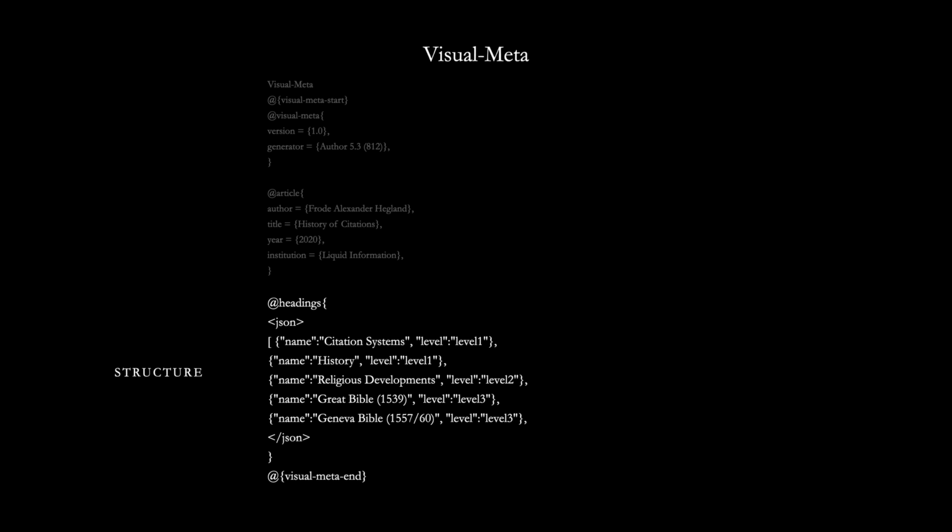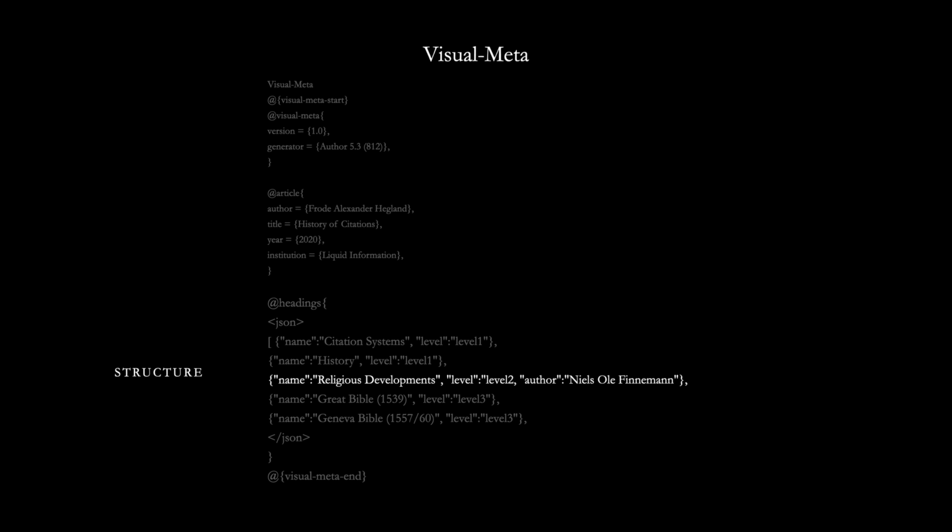This is followed by a bit of optional JSON, which describes the structure of the document, including where the headings are and what level they are. This can also include information about who wrote a specific section in cases of collaborative work.